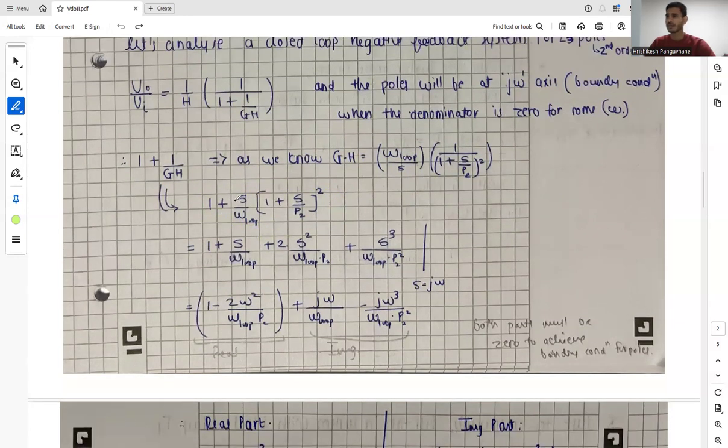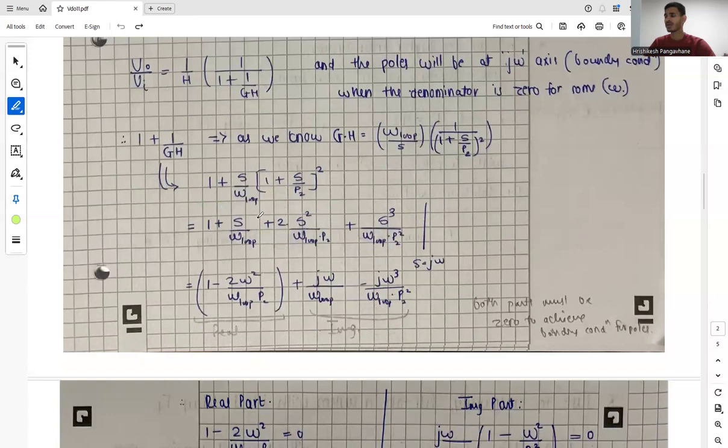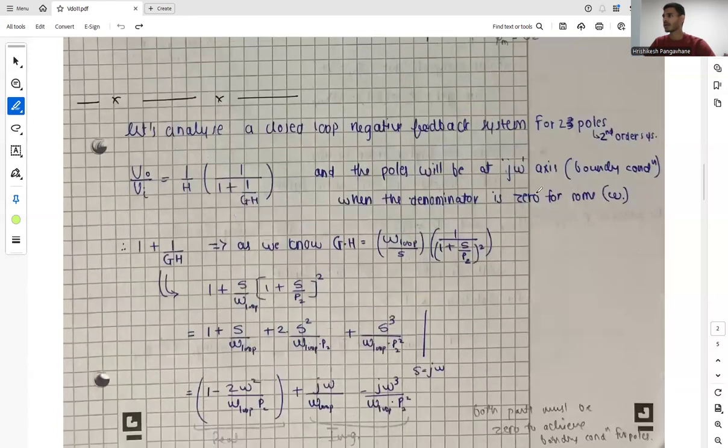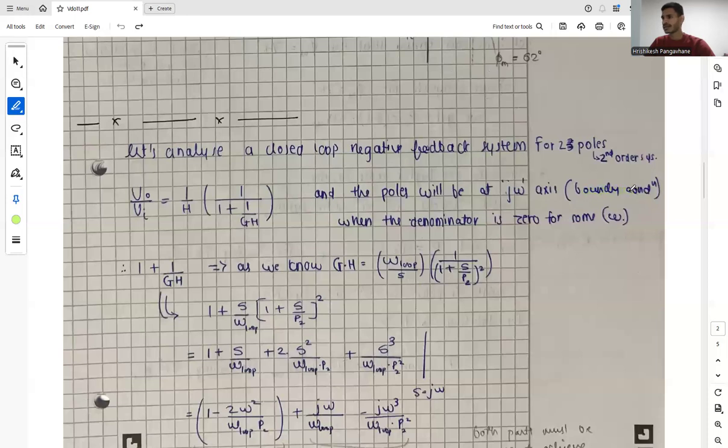And we know that we want to evaluate it at some s equals to j omega, where our boundary condition lies and our poles will be at the j omega axis.